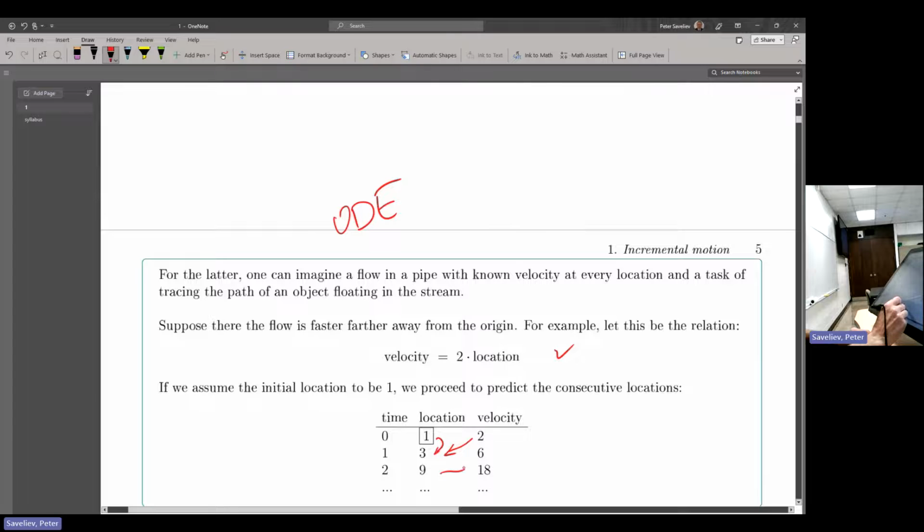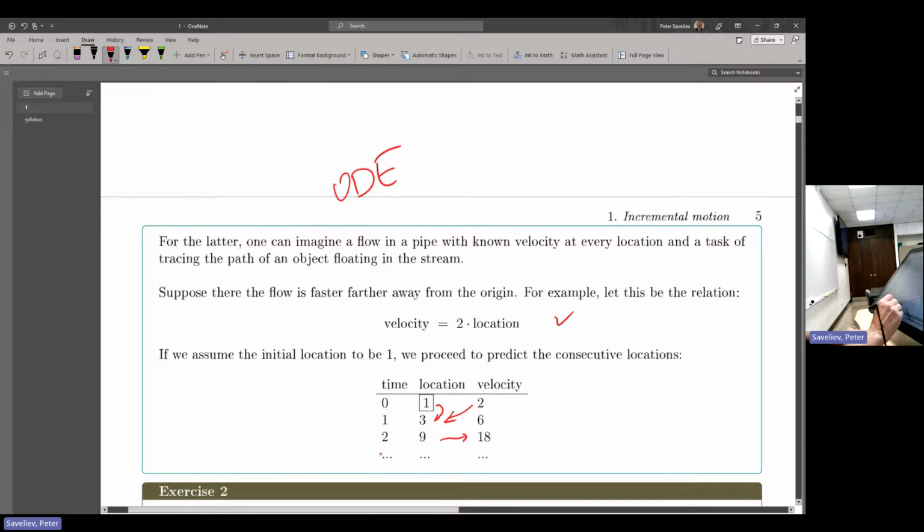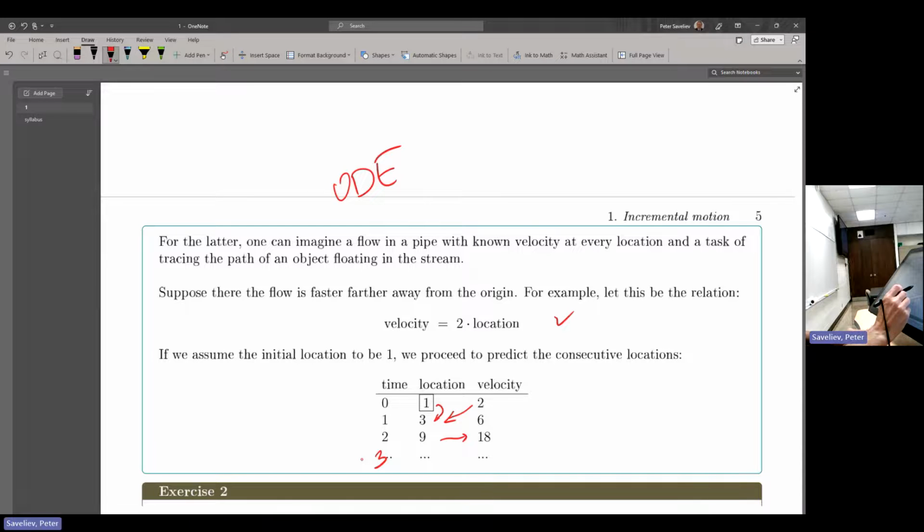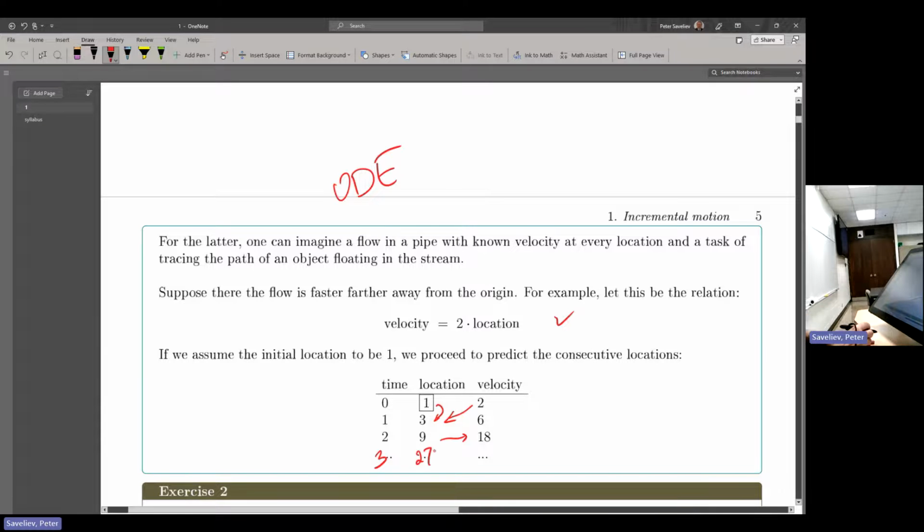Once again, the velocity is computed from that location, which is 18. The velocity is 18, location is 9, so the next location is 9 plus 18, which is 27. And then you go on and on. The next velocity will be 54, and on and on.